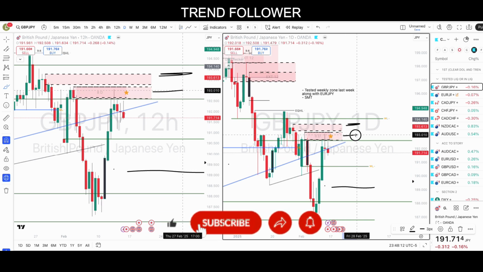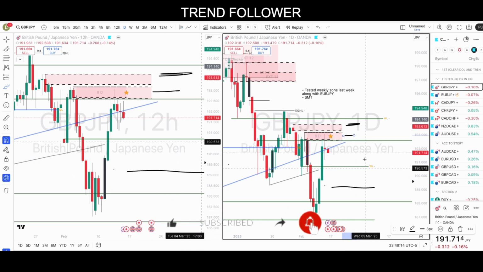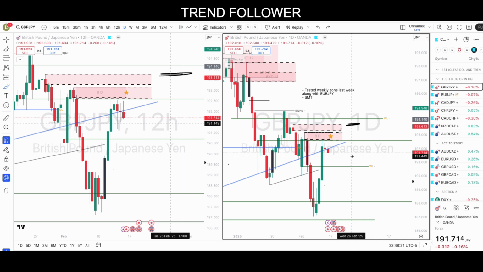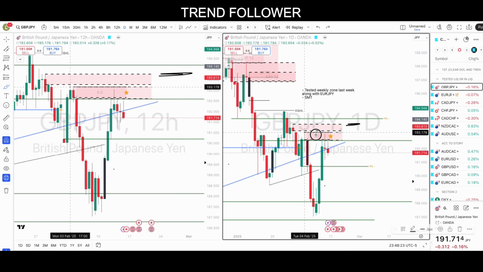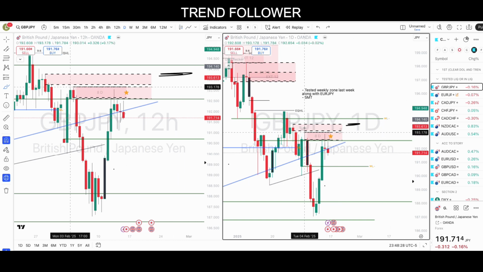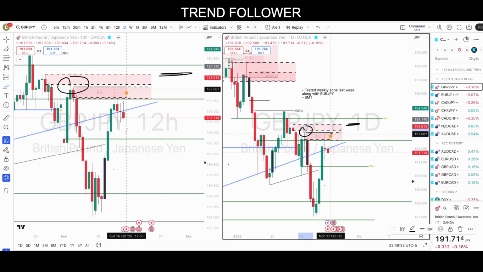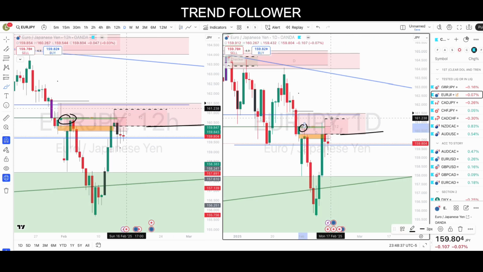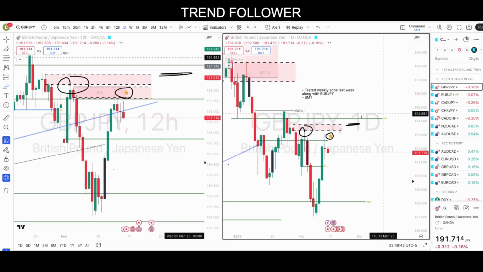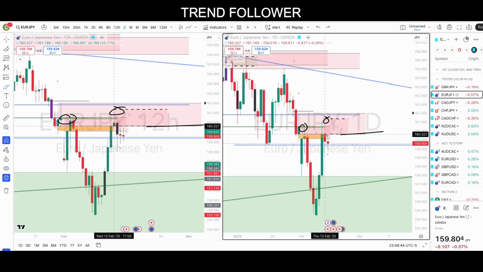So I entered somewhere here, right? So that's a great 2 or 2.5 RR. I am targeting that way, right? For me, this is a great setup because this is causing SMT also. What is SMT? This high is lower than this high, whereas on Euro JPY, this high is higher than this high. So for me, GBP JPY was weaker, and I took a short on that.